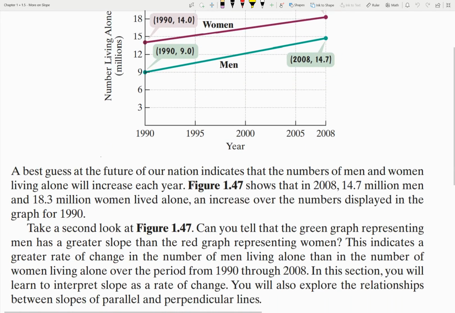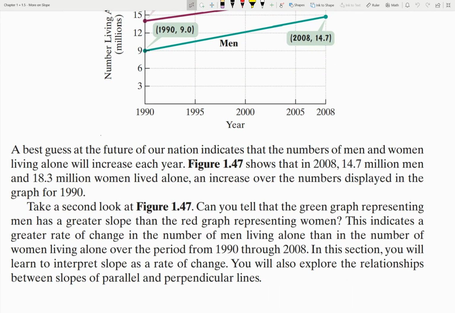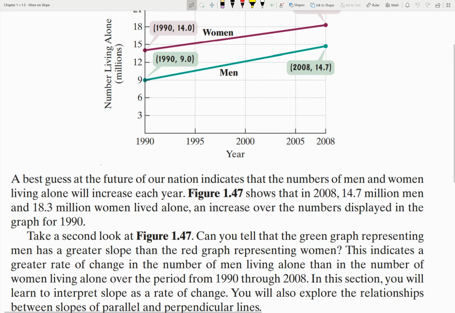And you can read this section a little bit down here, but the point is if you look really carefully at the graphs of men and then at the graph of women, you can tell that the graph of men is going up slightly faster. The green graph is going up slightly faster than the red one, than the women. That means it has a greater slope. So this tells us something about what is going to happen to these things over time by analyzing the slope.